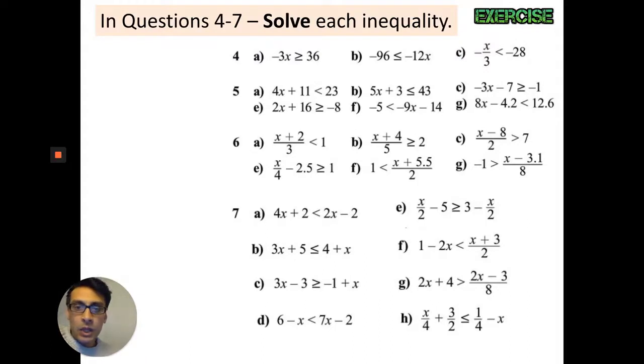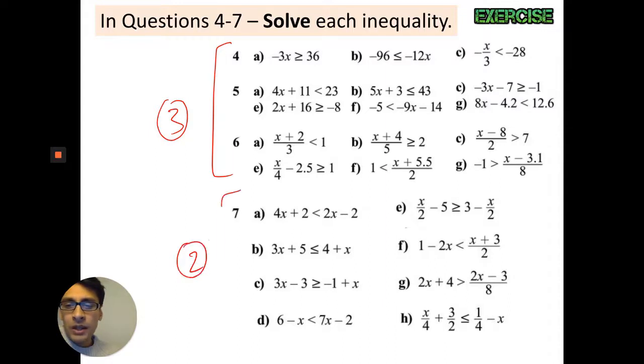The next thing is we have slightly harder questions. It's just going to involve a bit more rearranging. I would like you to do any 3 questions from here and any 2 questions from here. If you want to do a challenge, do that the other way around, so 2 questions from here and 3 questions from question 7. Question H is the fun challenge as well. So pause the video. I'm going to show you the answers in a second.